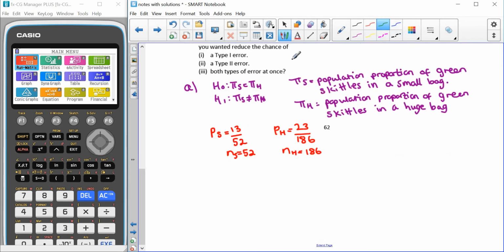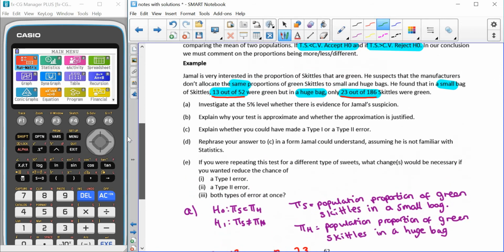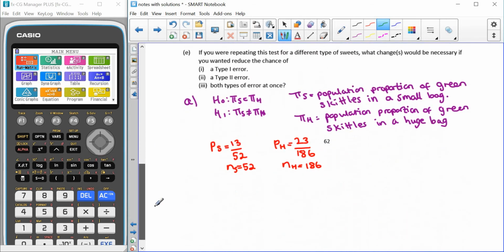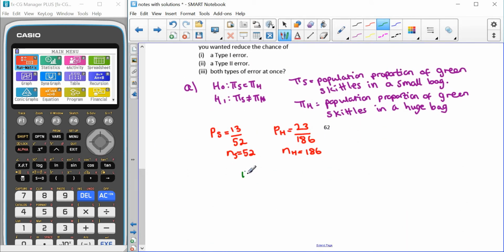So now we're ready to use our formulas. If I just scroll back up a little bit, we are going to have to use this formula to pool our proportions together. That means we're going to have 13 out of 52 times 52, plus 23 out of 186 times 186, all divided by 52 plus 186.